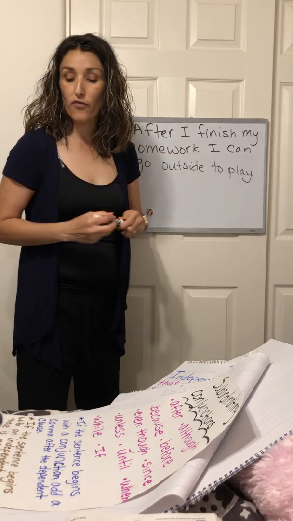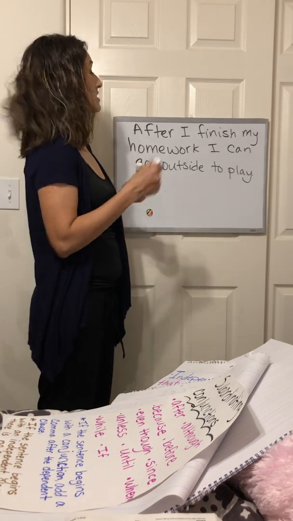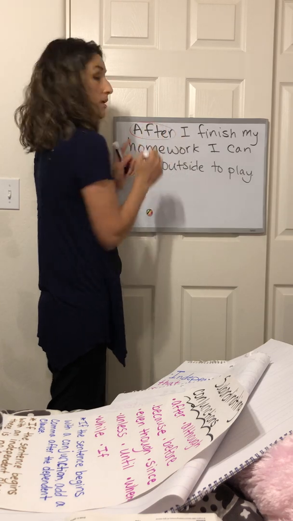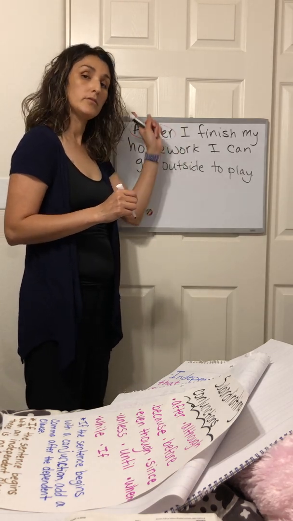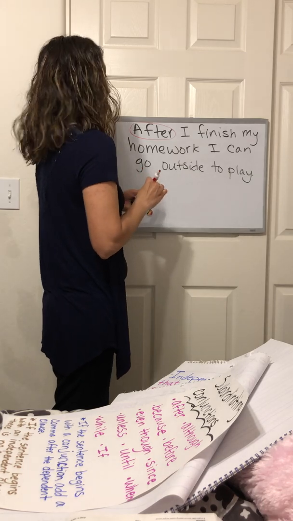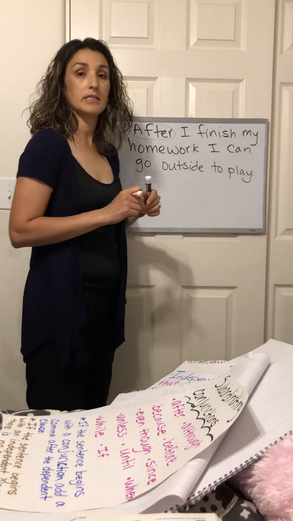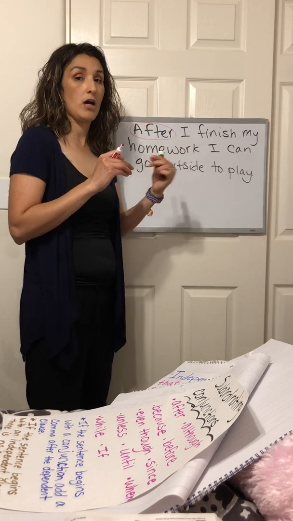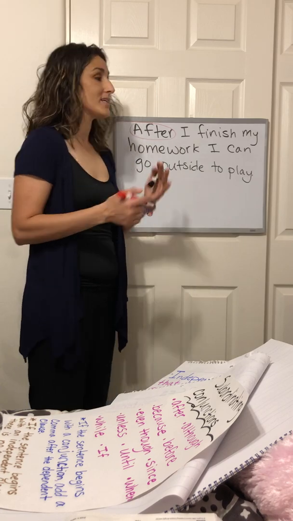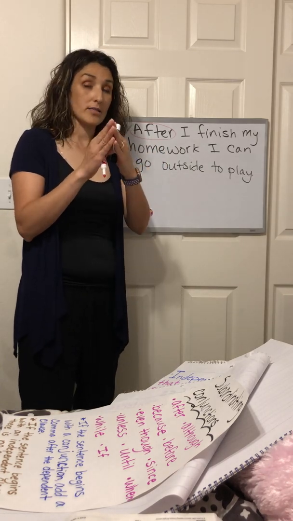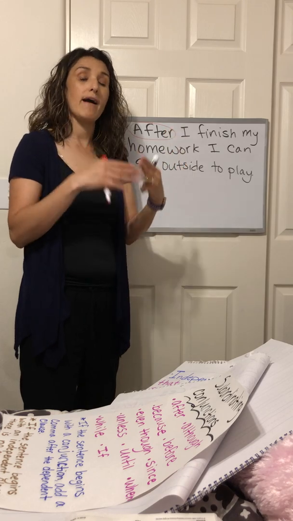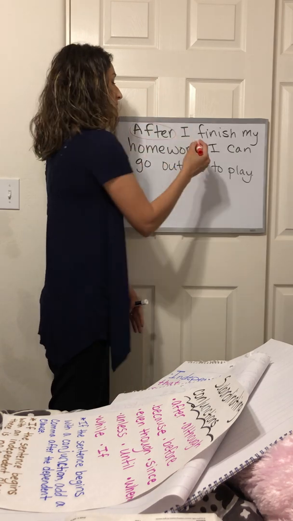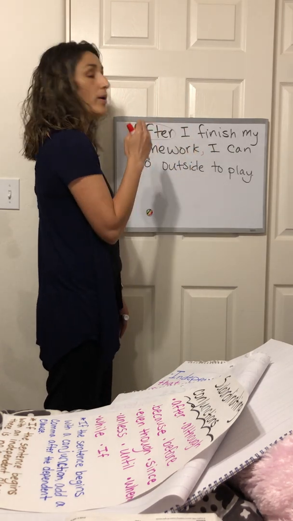And again, I will find the conjunction first, see if it's in the front or in the middle. And it's right here in the front. So again, you're doing this, pause the video, write it down, and then come back and do it. After I finish my homework, I can go outside to play. Now, the conjunction is in the front. So the rules say I have to have the comma. Now, how do I know where the comma goes? The comma goes where you make a pause after your sentence or where you have the next subject. After I finish my homework, there's my pause, there's my comma, I can go outside to play.